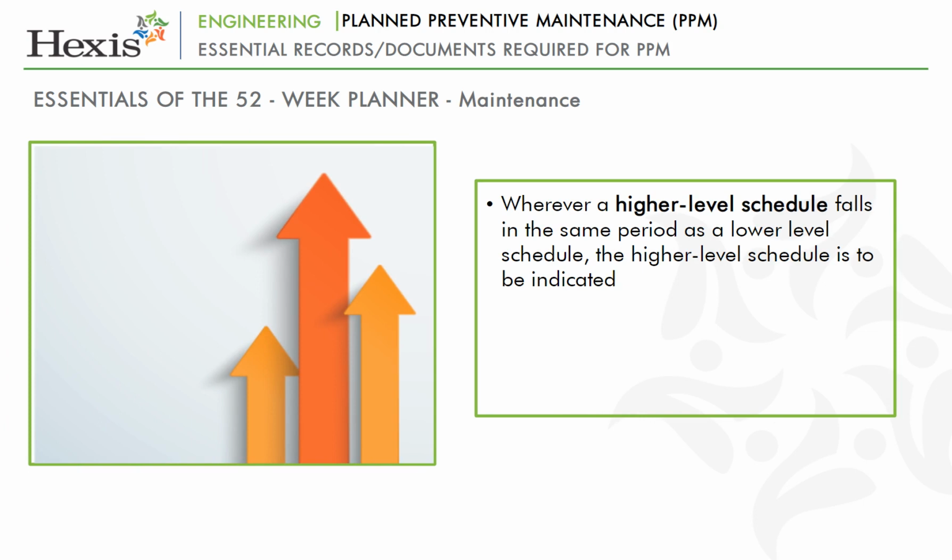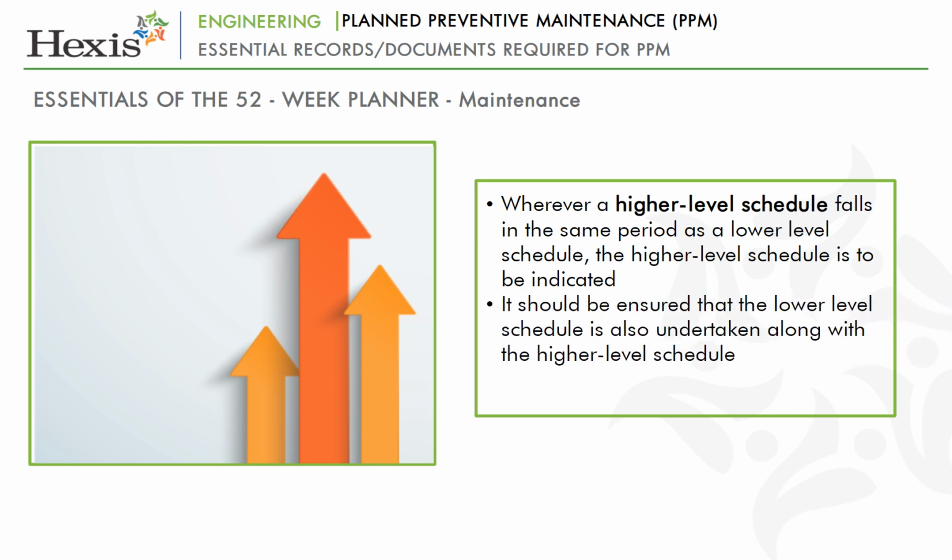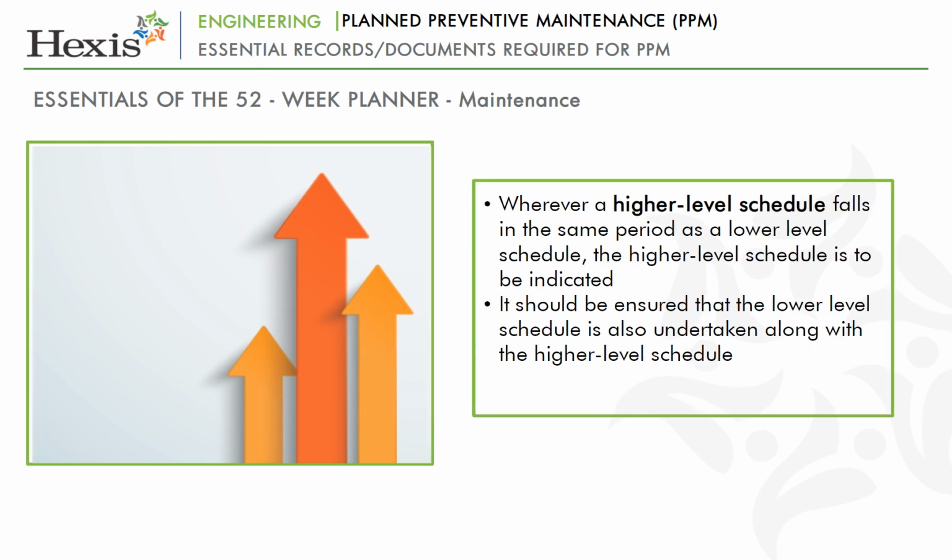Wherever a higher level schedule falls in the same period as a lower level schedule, the higher level schedule is to be indicated, and it is to be ensured that the lower level schedule is also undertaken along with the higher level schedule. For example, if a quarterly schedule is going to overlap with a monthly schedule in 1 month of the quarter, it does not make sense to carry out the 2 routines on separate days, and hence both the routines can be scheduled together. In this case, the 52-week planner should reflect the higher level schedule, that is quarterly. Here the monthly schedule activities should be made a part of the quarterly routine.